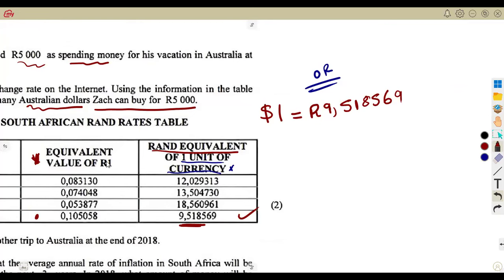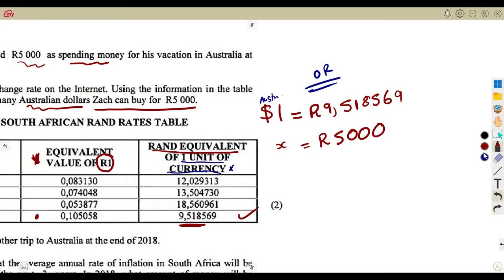The rand equivalent of 1 unit. There it was the equivalent value of 1 rand, to say 1 rand is equal to what? Here it is that foreign currency, 1 unit of it is equal to this. So considering our Australian dollar, it is equivalent to this. So you ask yourself now, what about the 5,000 rand that I'm having there? What is its equivalent here? We do not know, so we can call it x.